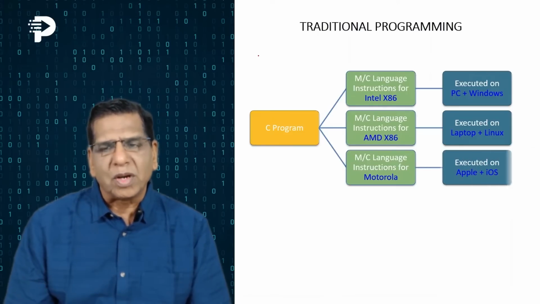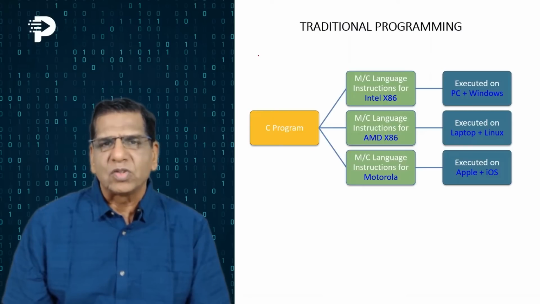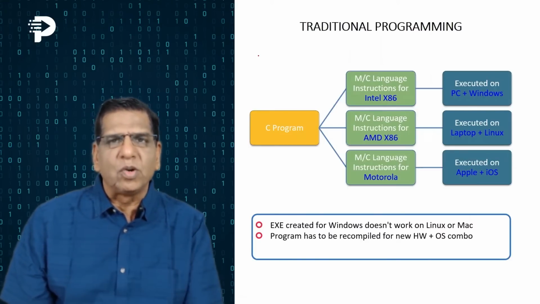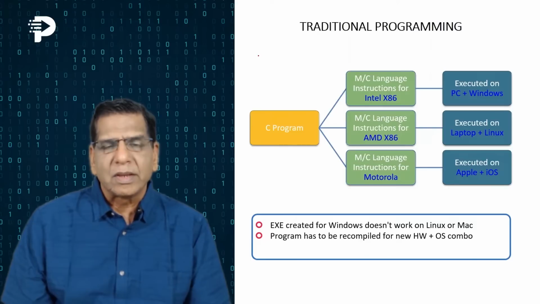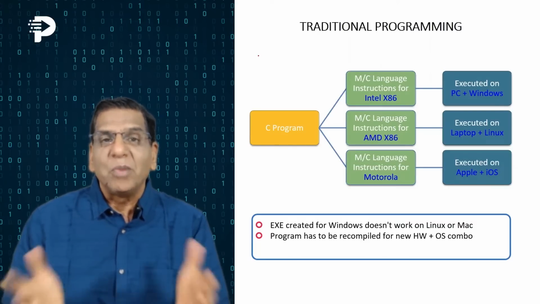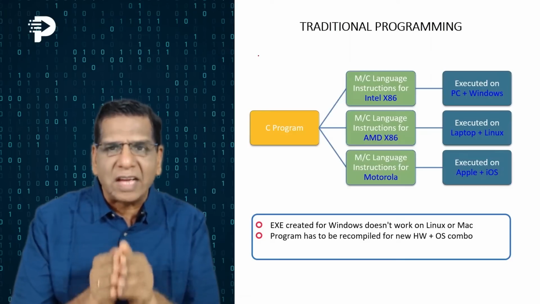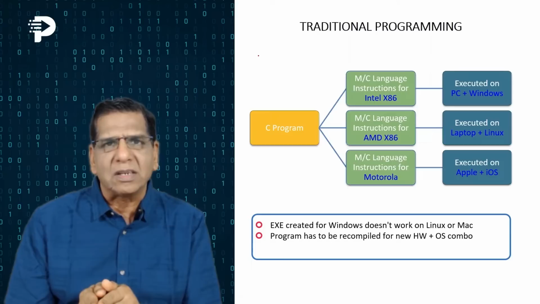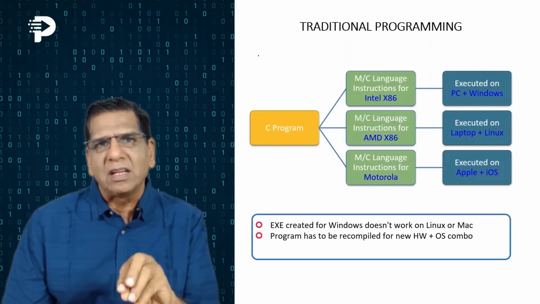Or the program might get executed on Apple with iOS installed on it. What you have to understand is that the exe that is created for Windows will not work on Linux or Mac. Why will it not work? Because the compiler has been targeted to create instructions as understood by the Intel x86 and Windows combination. That's why I said it's the platform for which you target the compiler.